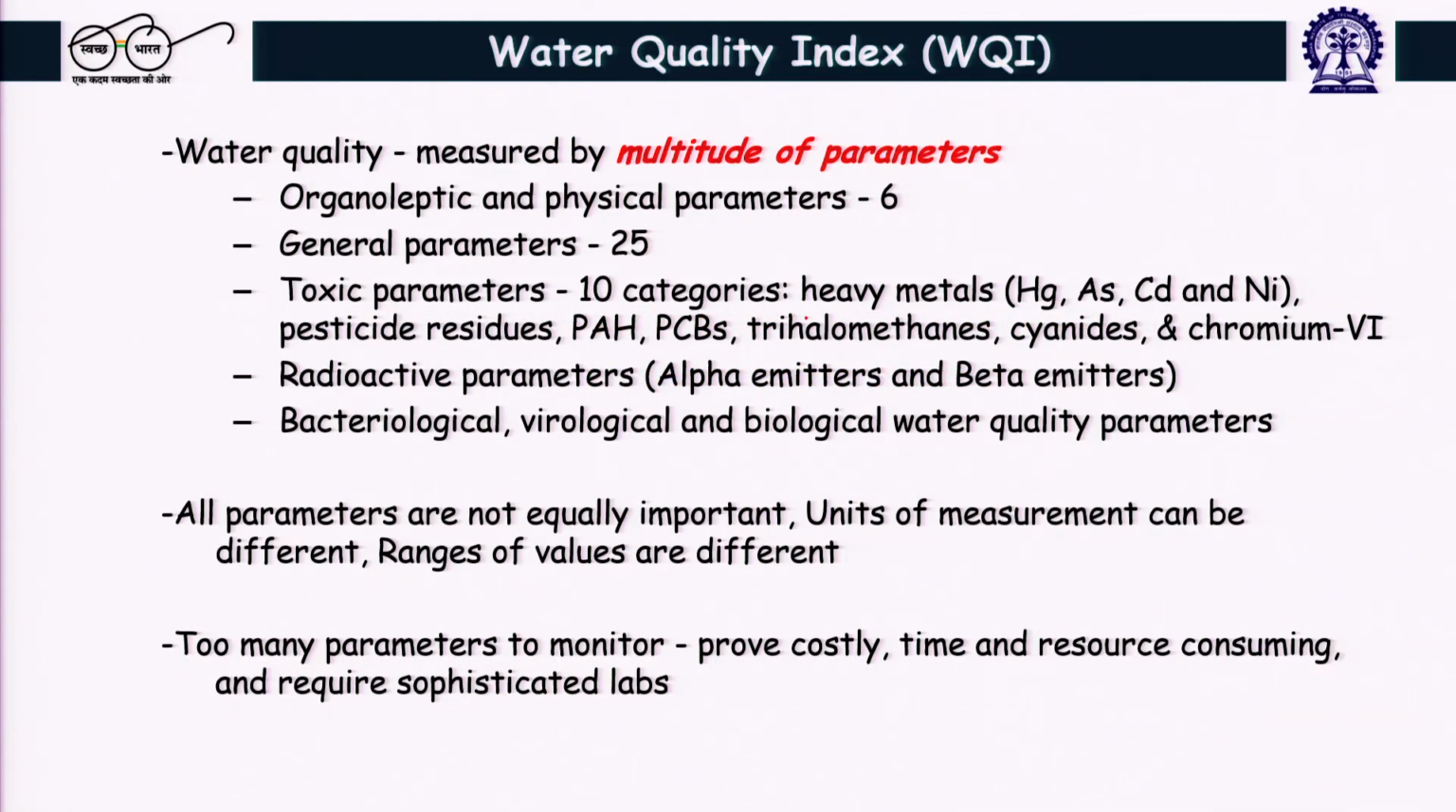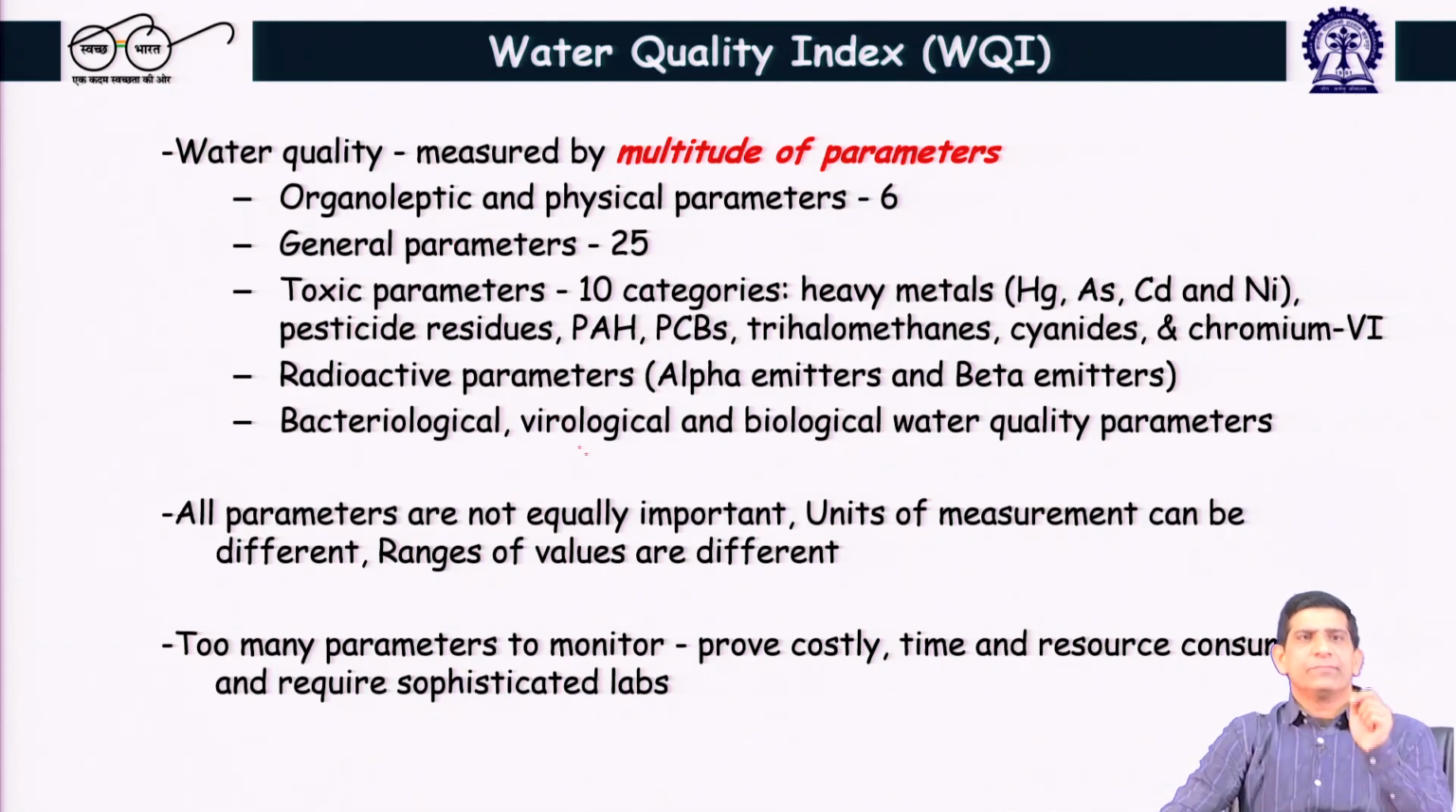Now there are a variety of water quality parameters. In terms of organoleptic and physical parameters, there are 6 of those, and general parameters, 25. We have 10 toxic parameter categories like heavy metals: mercury, arsenic, cadmium, nickel; we have pesticides like PAH, polycyclic aromatic hydrocarbons, PCBs, I think it's bisphenol, and then trihalomethanes, cyanides, chromium 6. Then we have radioactive parameters of alpha emitters and beta emitters, and bacteriological, virological and biological water quality parameters.